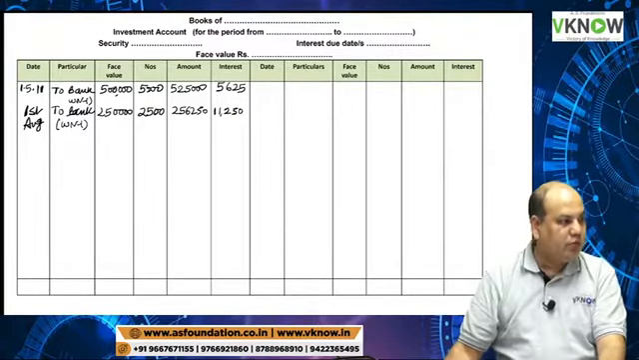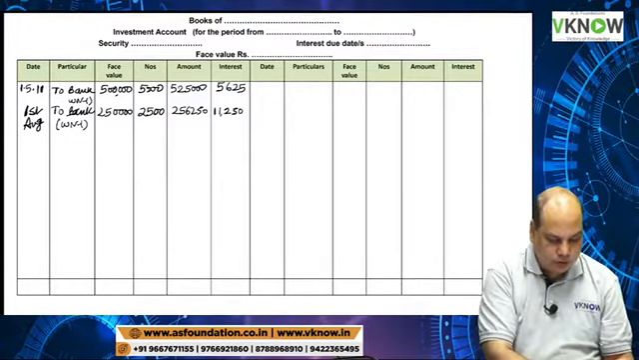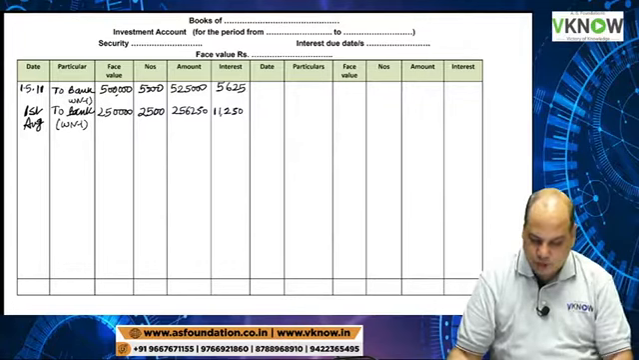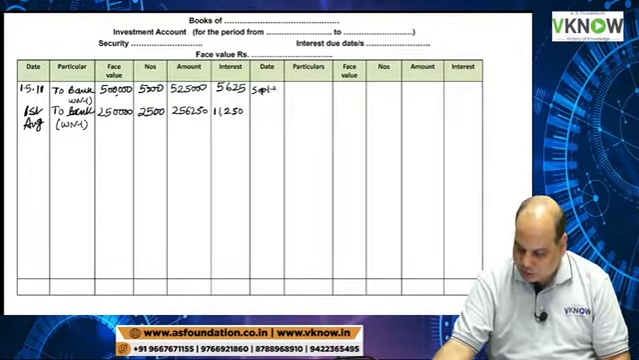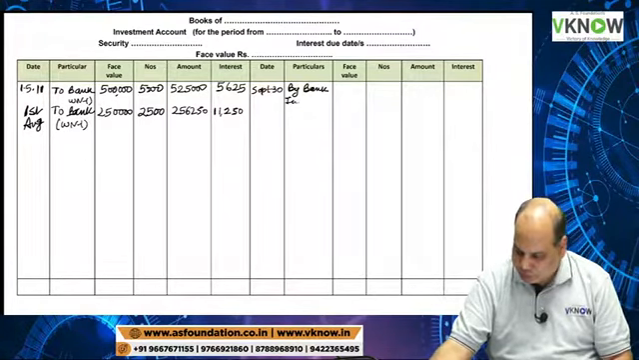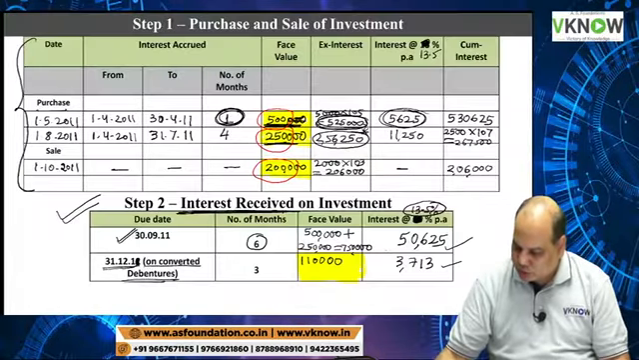11,250. Now write down by interest received on September 30 by bank. Go to working note 2.